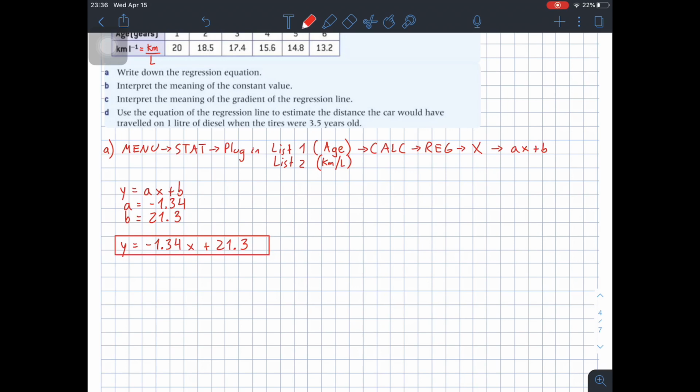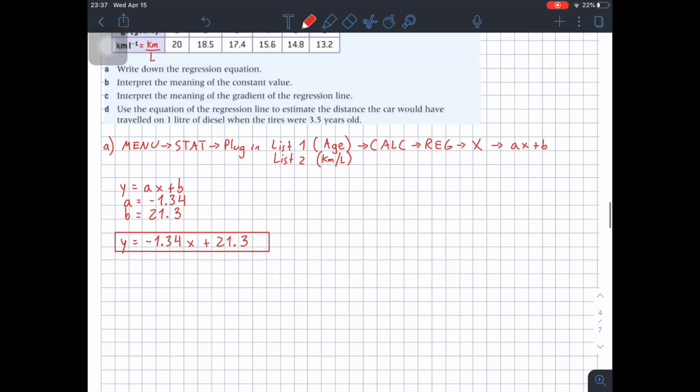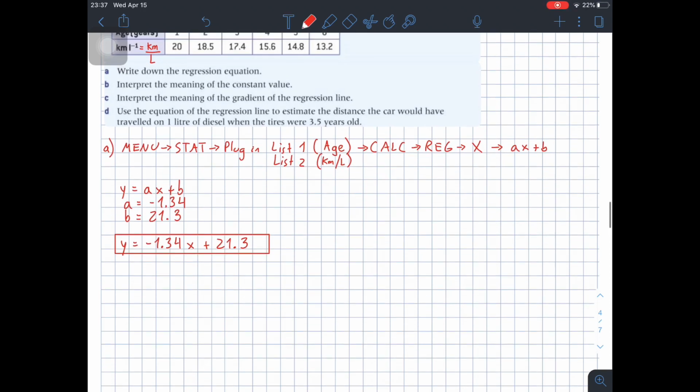Here I wrote a summary of the steps that you need to follow using your Casio calculator. So if you don't remember how to calculate the regression line, you can follow these steps. Menu, statistics, you plug in the values in list 1, list 2, then you go to calc, reg, x, and ax plus b, and you get the window where you're given the coefficients a, b, and the correlation coefficient r. Okay, so that's it for part A.